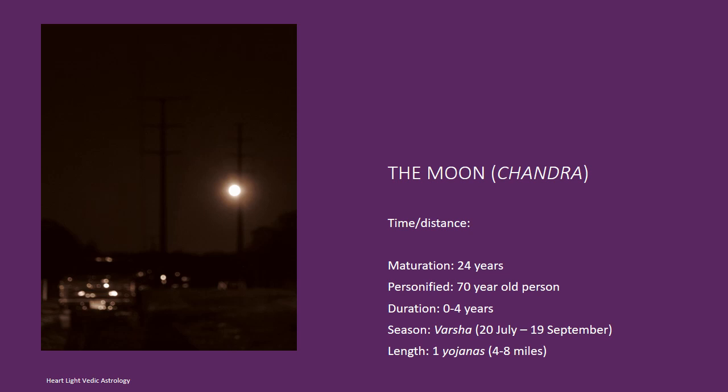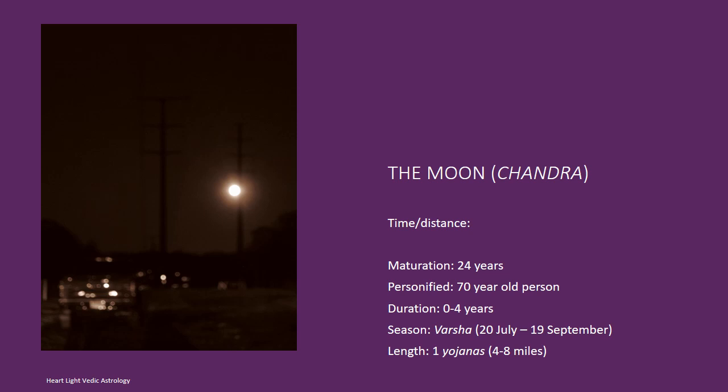And then, in terms of time and distance, the moon, Chandra, can represent sort of maturation, something that might mature at about 24 years of age. Personified, it represents somebody who's about 70 years old, so somebody who's older, elderly, wise, perhaps, again depending on the condition of the moon. The duration of the moon, it's not very long, 0 to 4 years, because again, it's always changing. It's not a very stable planet.